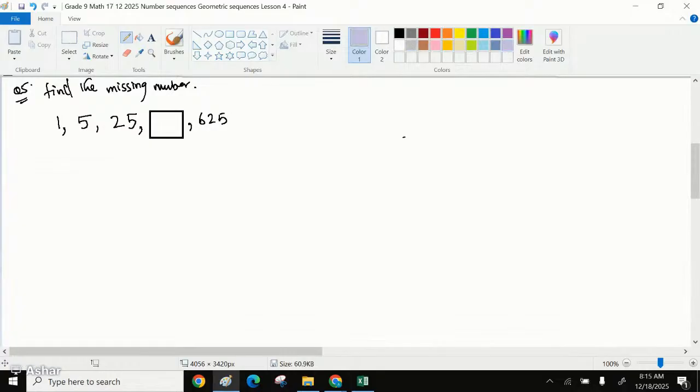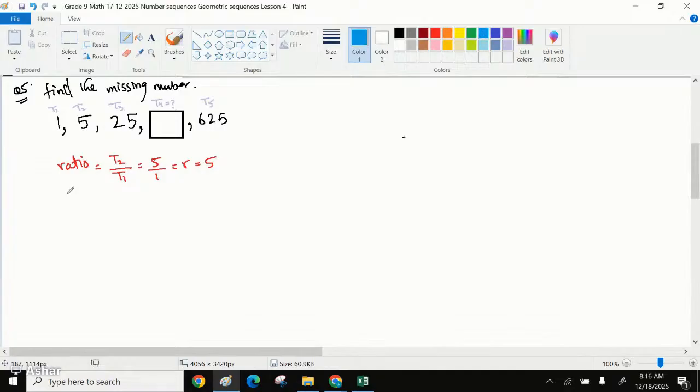First, we need to label. We say term number 1, term number 2, term number 3, term number 4 we need to find, and term number 5. We just need to look at the pattern. What is exactly happening in this question? In order to know the pattern of these numbers, we need to find the ratio. We can do it by dividing term 2 by term 1. That means 5 divided by 1, and the ratio comes out to be 5.